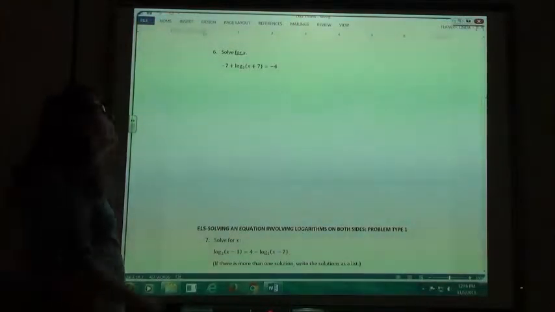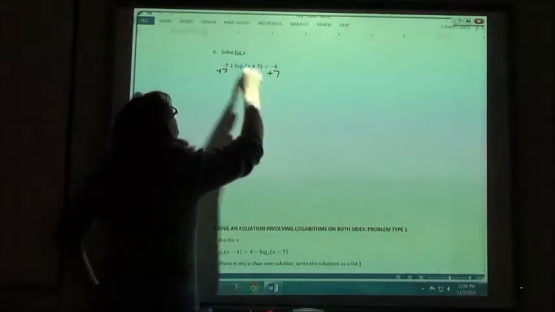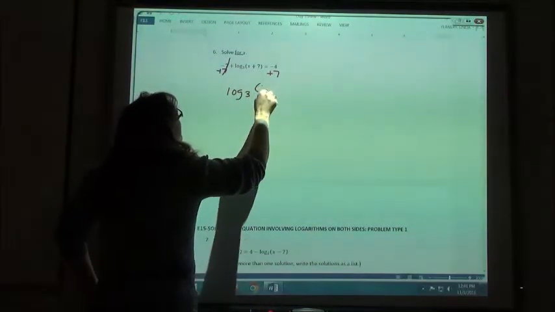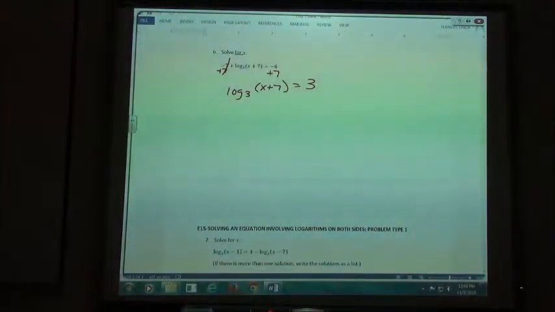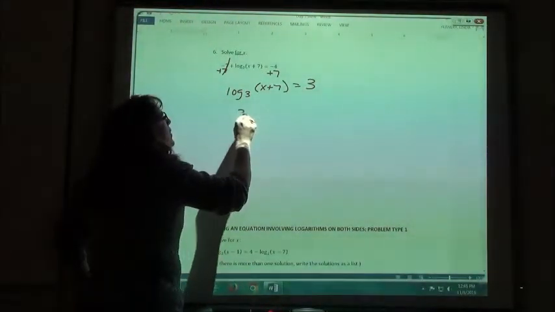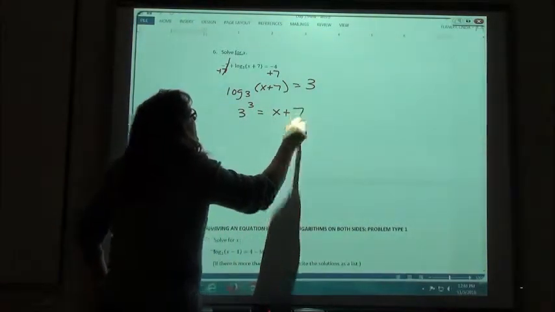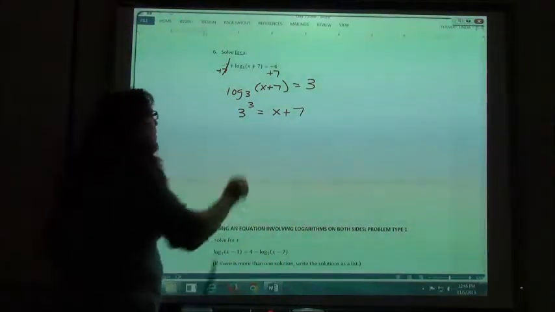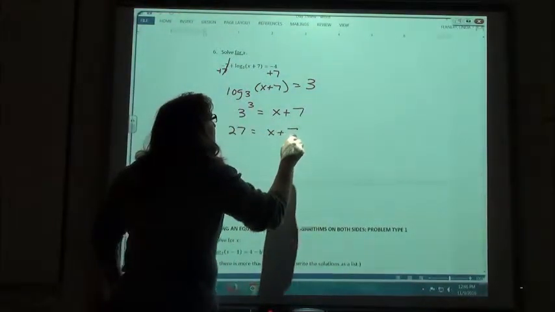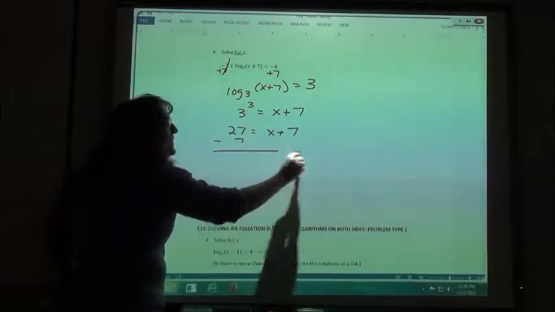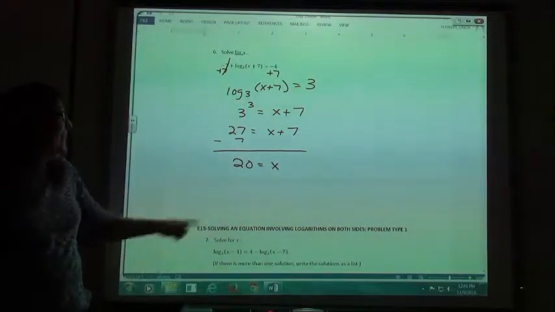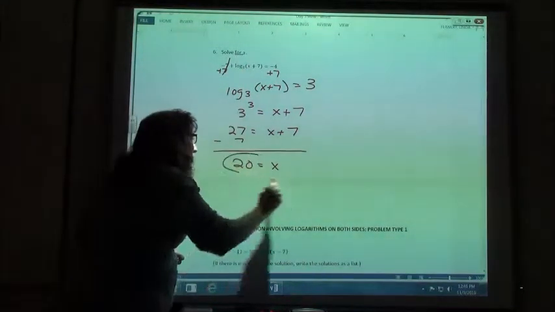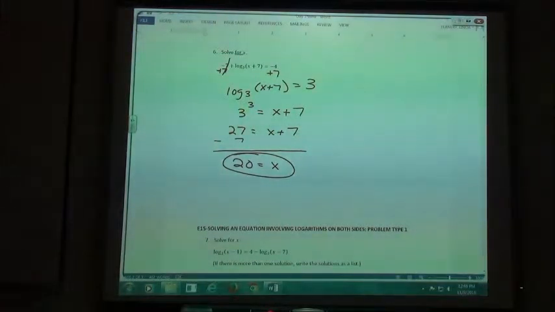So the first thing we did was plus the 7. Log base 3 of x plus 7 equaled 3 then. We then put it in exponential form and had 3 to the 3rd equals x plus 7. 3 to the 3rd is 27 equals x plus 7. And we subtract. Our answer was 20, right? Yep. 20 plus 7 is 27, so that checks out. That is okay to have for your answer.